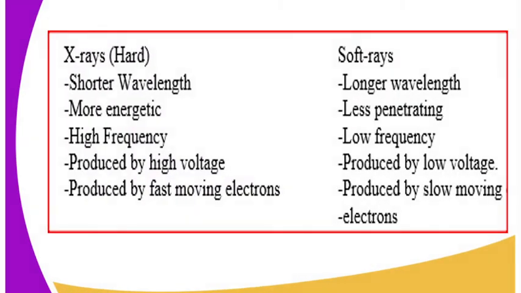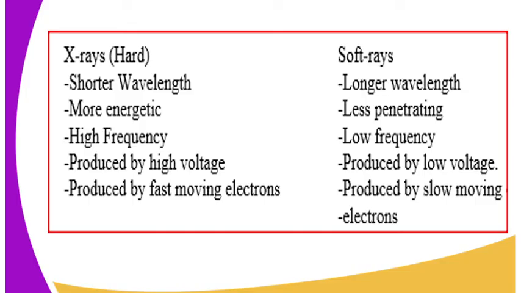Hard X-rays and soft X-rays. Number 1. Hard X-rays have a shorter wavelength, and soft X-rays have a longer wavelength. How are hard X-rays and soft X-rays produced? Hard X-rays are produced by fast moving electrons as a result of a high accelerating voltage. Soft X-rays are produced by electrons moving at relatively lower velocities than those that produce hard X-rays.